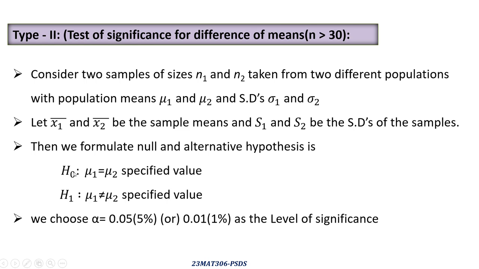In this type, H naught is always mu1 equal to mu2 and H1 is mu1 not equal to mu2. If the question gives a greater than or less than symbol, we have to modify the alternate hypothesis. As usual, the level of significance may be 5% or 1%.